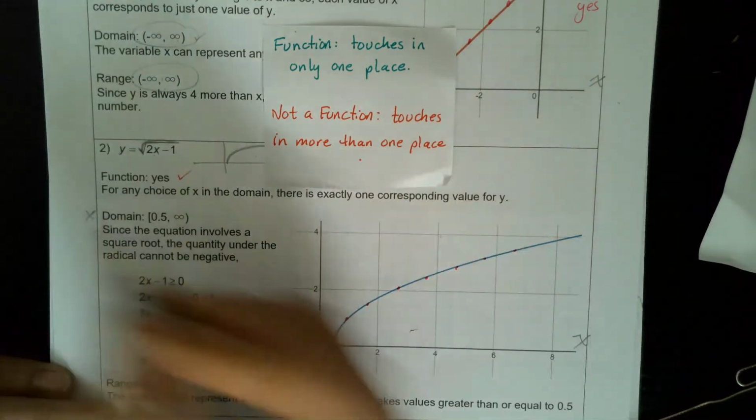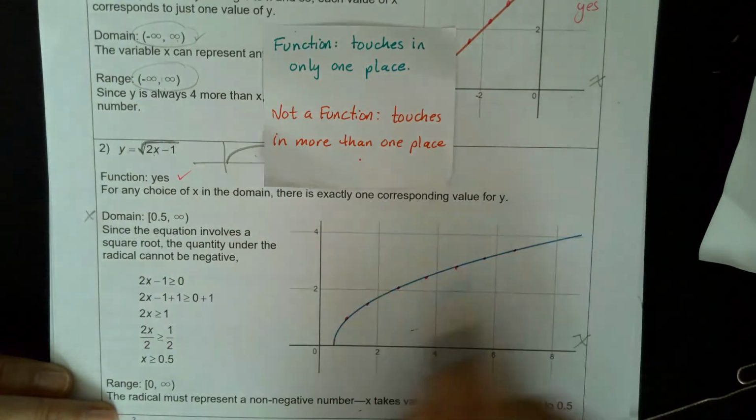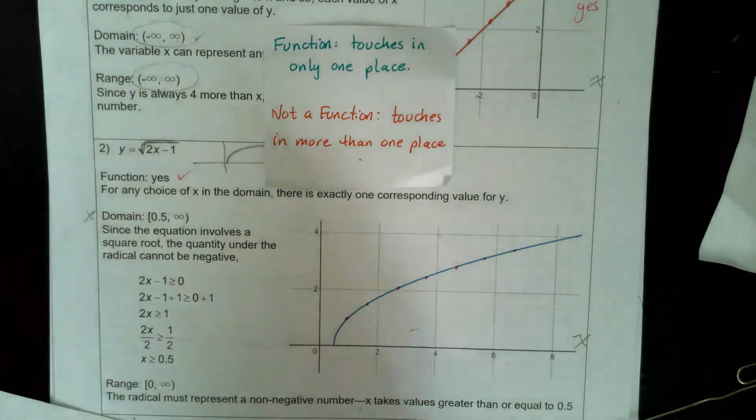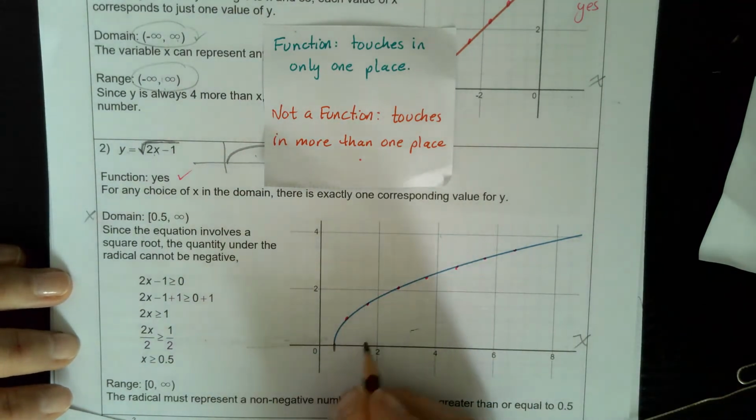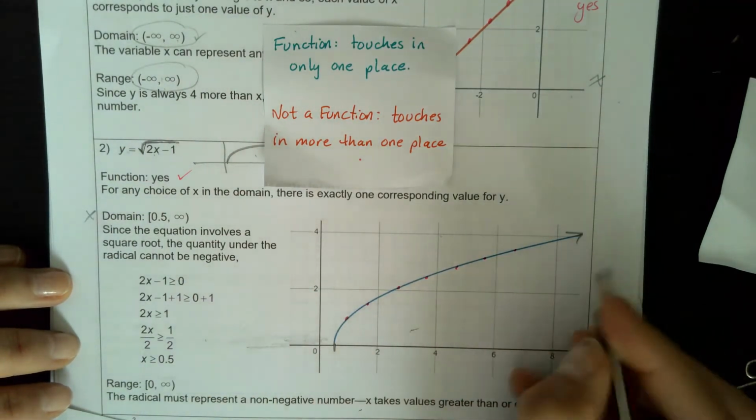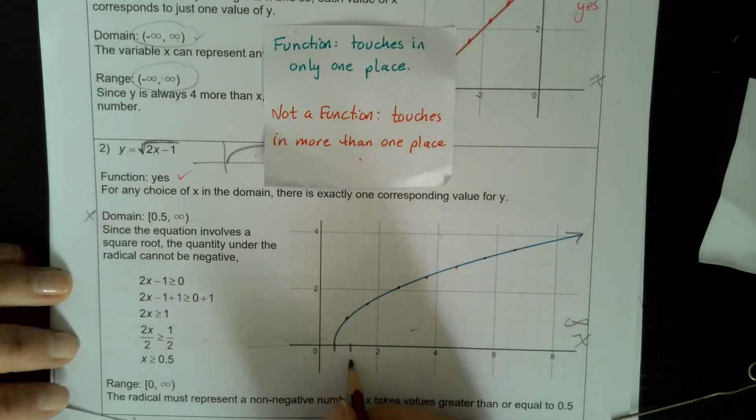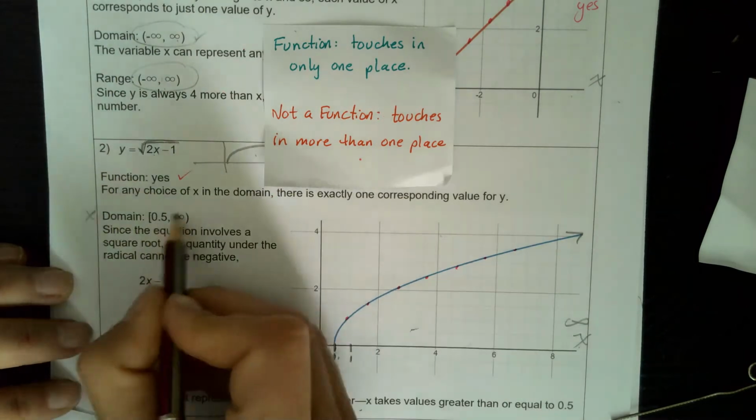My domain is x. So you can see that this starts somewhere, and there's no graph on this side. It doesn't exist. So my domain is, where does my graph exist on the x-axis? It starts here, and it goes towards infinity. So if this is 2, this is 1, and you can see that this is half. Right here, this is half. So it starts at a half, and it goes towards infinity.